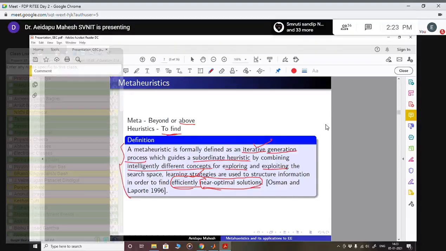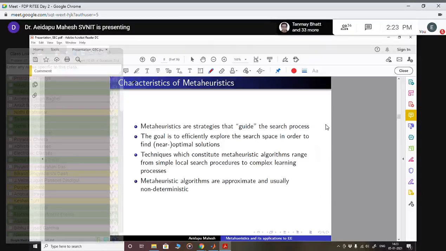Now let us see the characteristics. Metaheuristics are strategies that guide the search process, as I told you. The goal is to efficiently explore the search space in order to find the near-optimal solution, so either optimal or near-optimal solutions. And the techniques range from simple local search procedures to complex learning procedures.